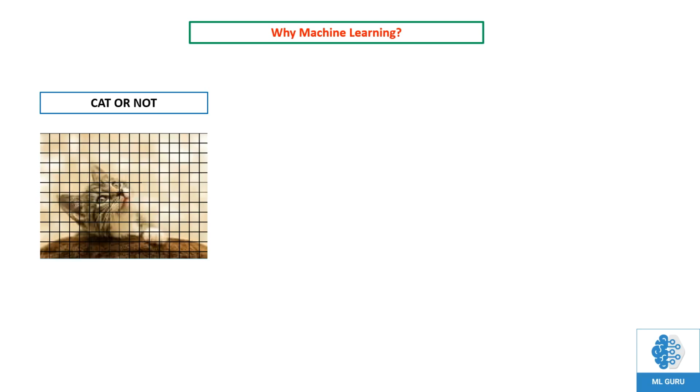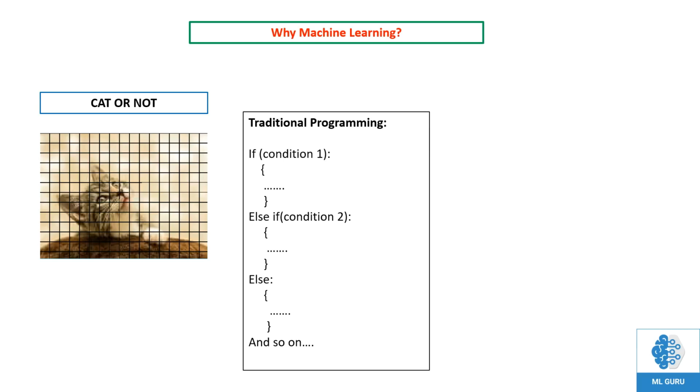Now let's consider this task. This task is to classify an image whether it contains a picture of a cat or not. Suppose I tell you to write a traditional program to classify this image as cat or not. Would you be able to write it? Now traditional programming is nothing but a set of if-else blocks. Now imagine you have succeeded in writing this long piece of code of if-else blocks to classify an image of cat or not.